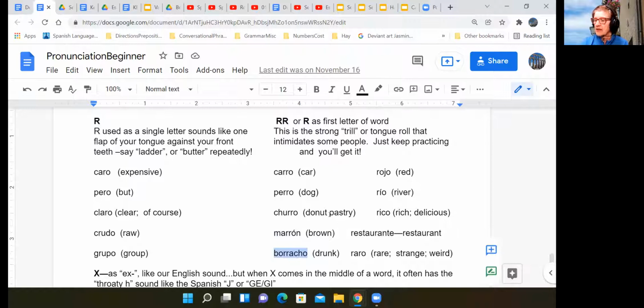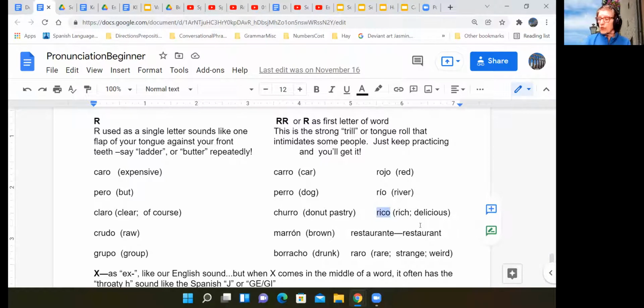Here's the word for drunk. It's got a double R. Borracho. Yeah, borracho. Okay. Now, if a single R is the first letter of a word, it's still going to sound like that strongly trilled double R. So we get rojo, red. Rojo. We get the word for river, rio. Yeah, rio. It's hard to start a word with that, isn't it? Rio. So if you feel it's hard, practicar. Hay que practicar. Rio. Okay.